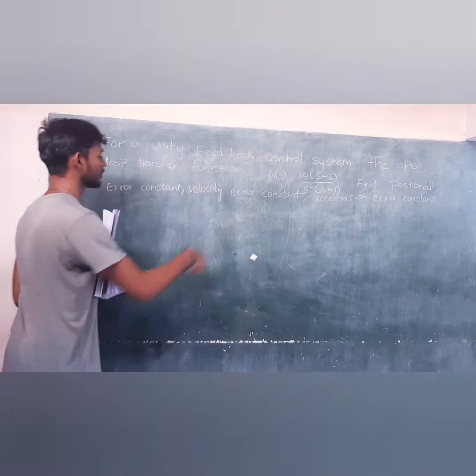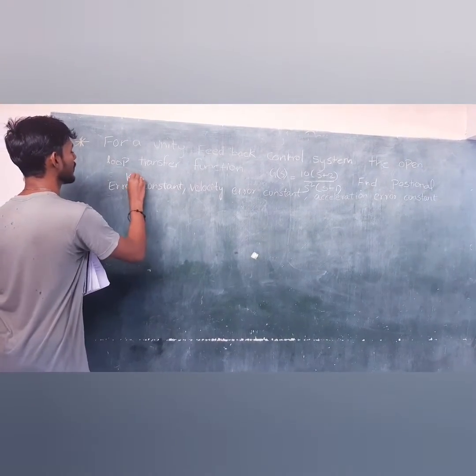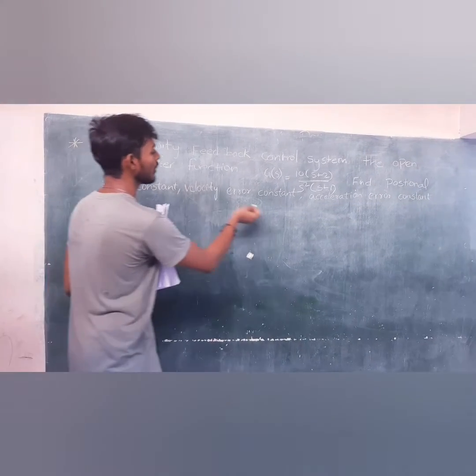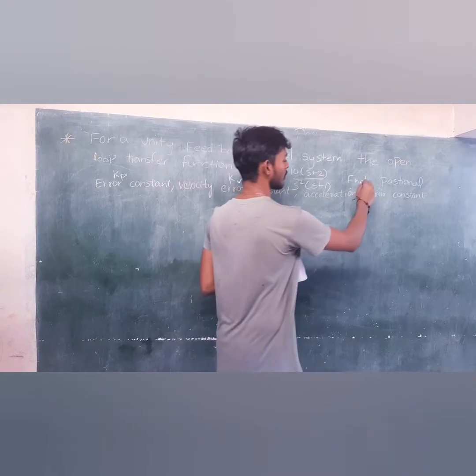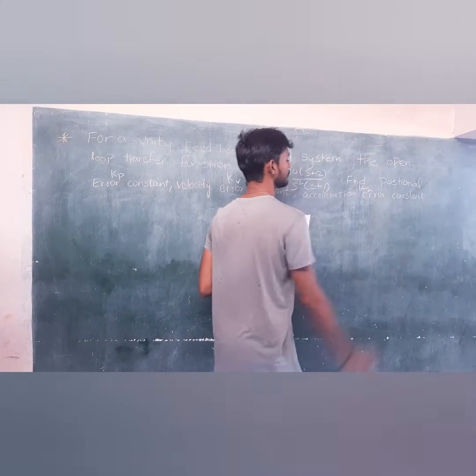Normally, the position error constant we can call Kp. The velocity error constant will be Kv. And the acceleration error constant will be Ka.